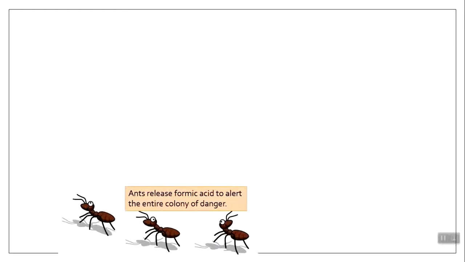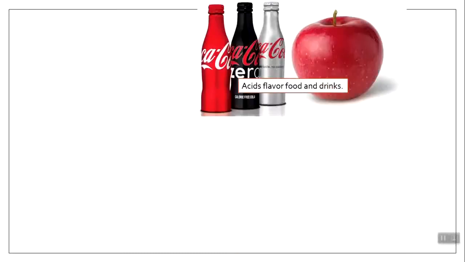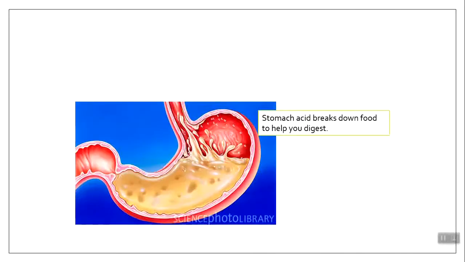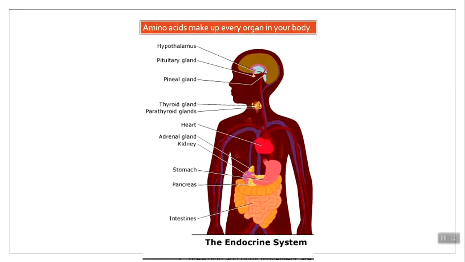Ants release formic acid to alert the entire colony of danger. We've all heard of acid rain, and acid rain can destroy buildings and statues. We have acid in our foods and drinks. We use it to flavor it. Again, just going back to the lemons, we have citric acid, right? And then we have stomach acid to help us digest our food, and amino acids make up every organ in our body.